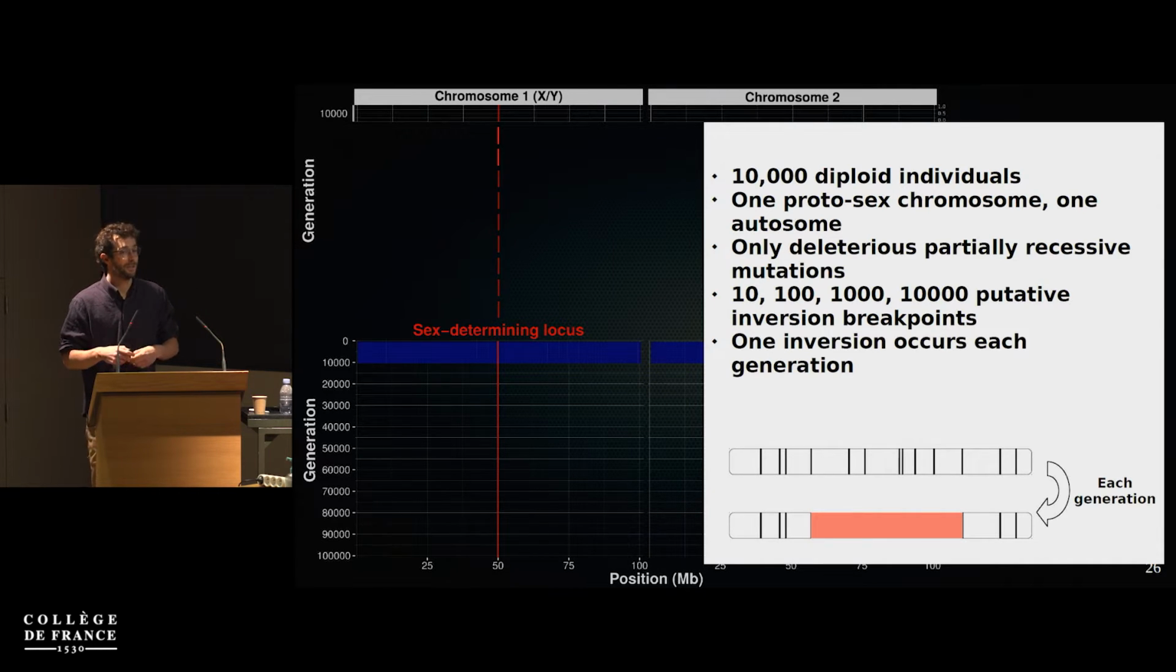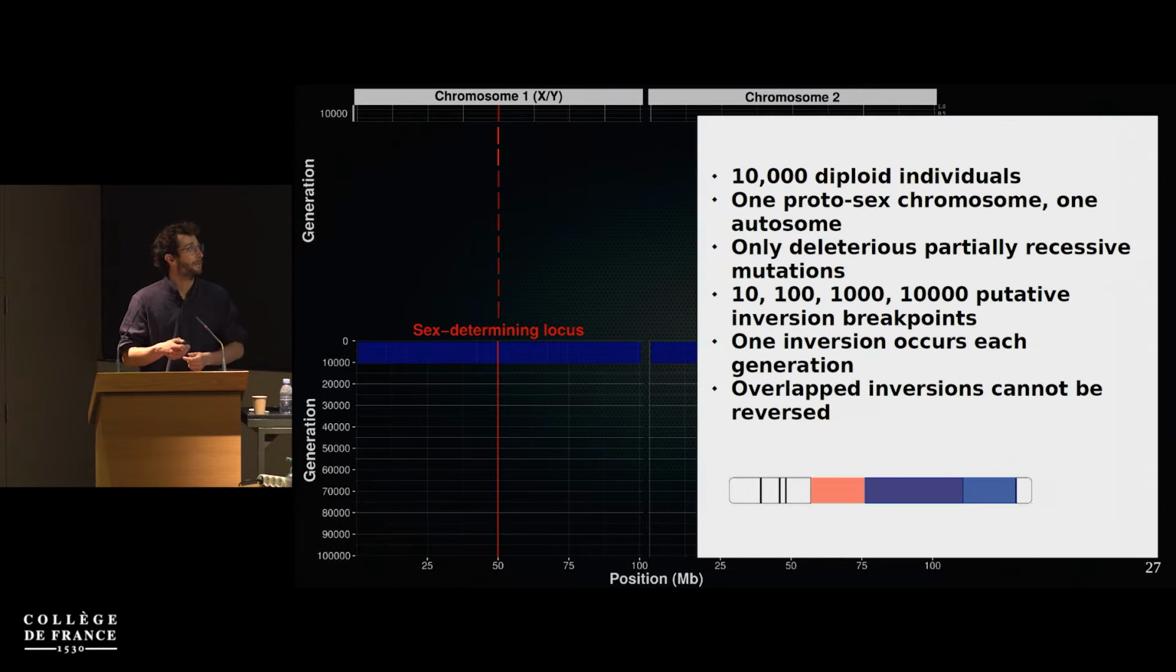And each generation, I introduce in the population one inversion in a random individual between two randomly selected breakpoints. So this setup allows two inversions to occur at the exact same positions, and so allows inversion reversions. So really, if an inversion happens exactly reusing the same breakpoints.